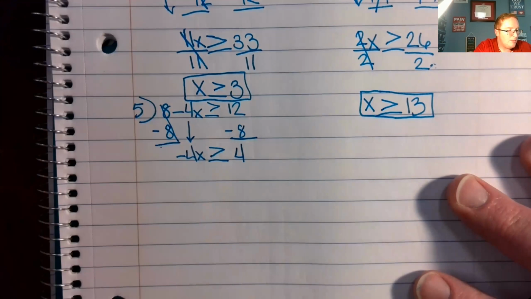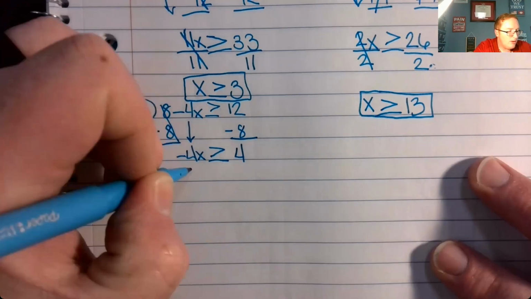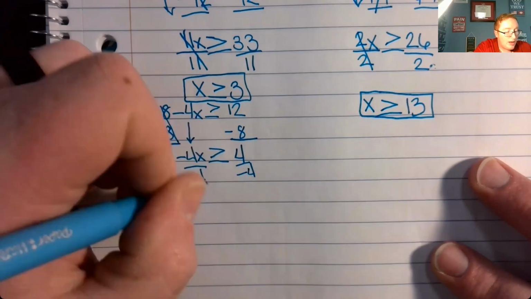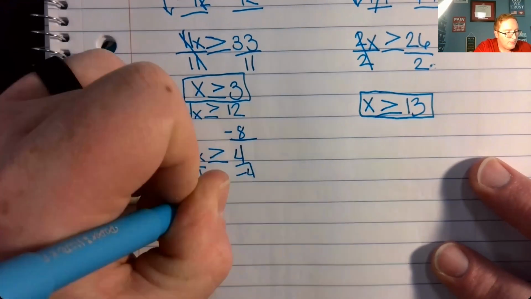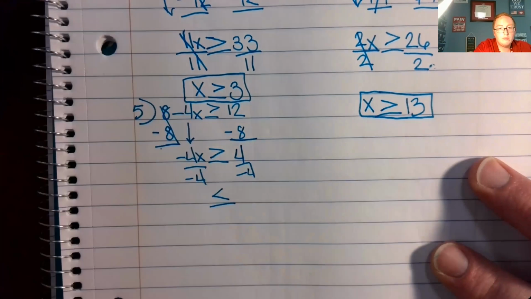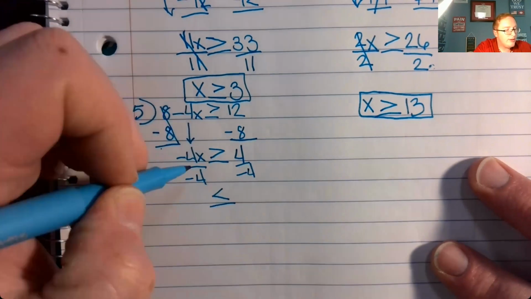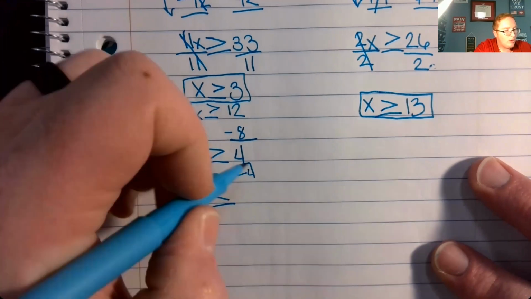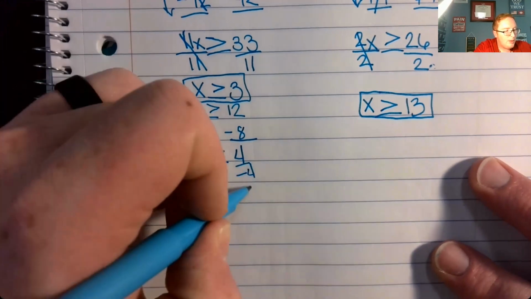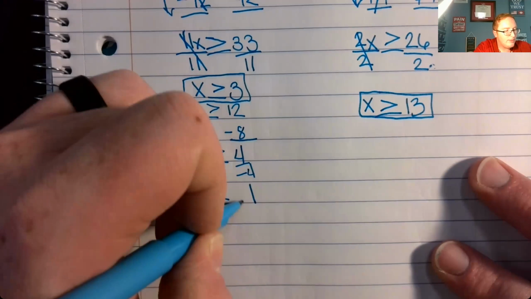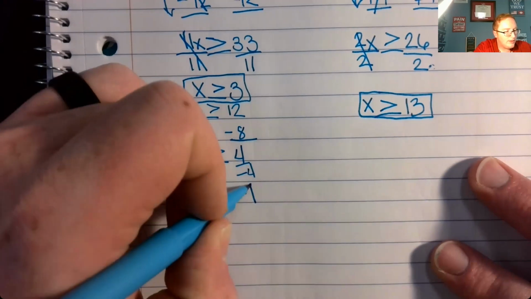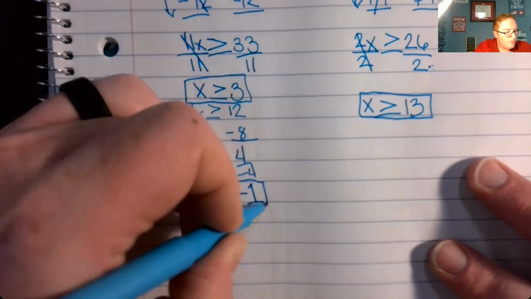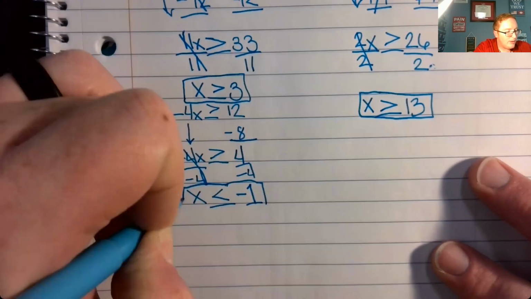With me? I'm going to divide both sides by negative 4. And now, when I divide by a negative, remember, I have to flip that. Now it's less than or equal to. We know that this cancels out, so I get x on the left. And we know 4 goes into 4 one time, and a positive divided by a negative is a negative. So my answer is negative 1. So x is less than or equal to negative 1.